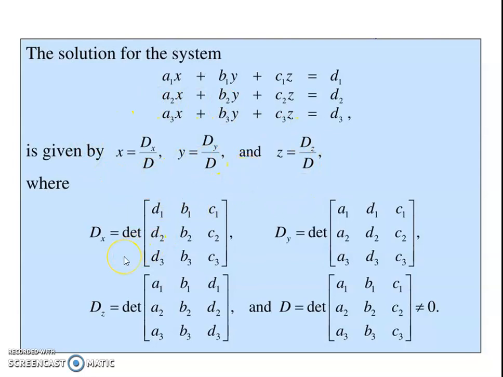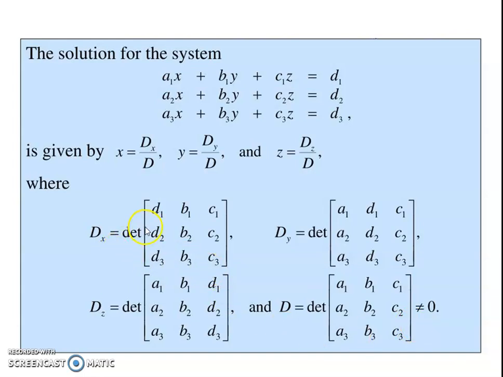we must take the determinant of all the given system of equations. How? Let's try for D. D means what? The coefficients of the x, y and z variables: a1, a2, a3, b1, b2, b3, c1, c2, c3. I write here a1, b1, c1, a2, b2, c2, a3, b3, c3. Be careful, D is not equal to 0.